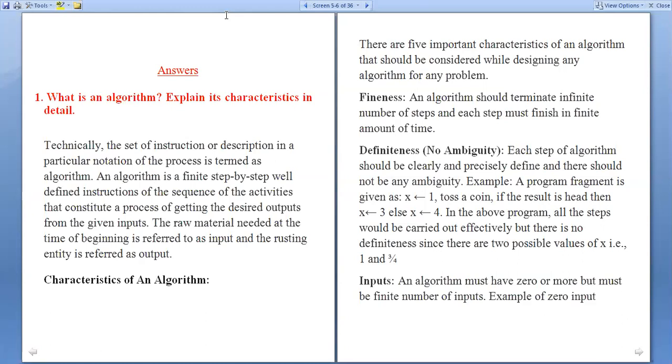Some inputs are given. From this, we need some output. So to get the desired output from the given input, there is a process, there is a procedure. That procedure is the algorithm. The raw material needed at the time of beginning is referred to as input, and the resulting entity at the end is referred to as output. So we have an input for an algorithm. In the same way, we have one or more outputs for an algorithm.